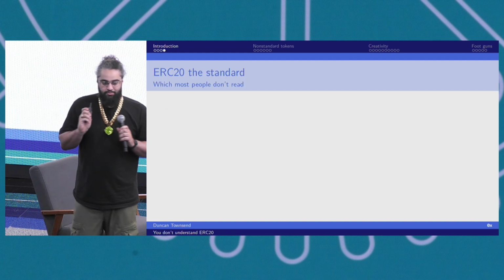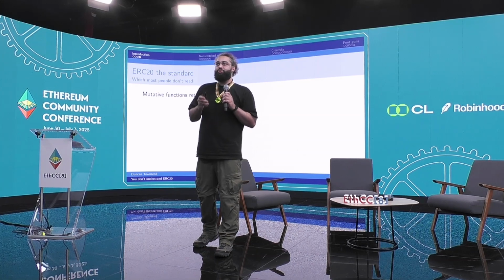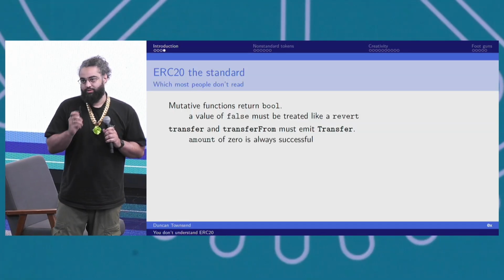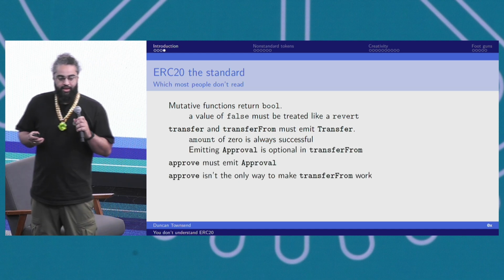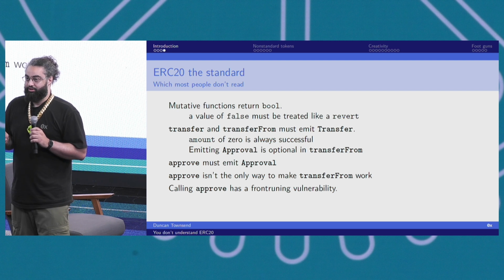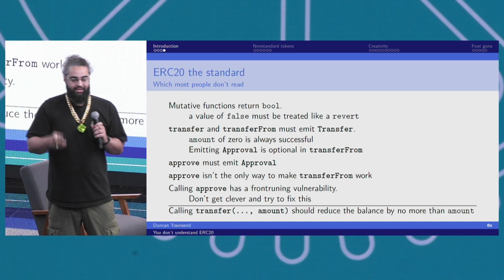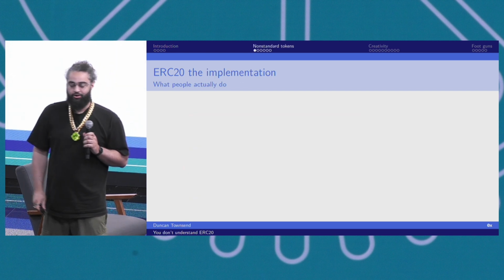It's quite simple. There also is a standard that goes with it. There's things that it's supposed to do and things that it's not supposed to do, and nobody reads it, but I'm going to read it to you. All of the mutative functions return booleans. You have to treat false as revert. Transfer and transferFrom must emit the Transfer event. An amount of 0 is always successful. Emitting Approval is optional, unless you call approve. And approve is not the only way to make transferFrom work. Calling approve has a front-running vulnerability, and too many people try to get clever and fix that. Don't. It makes my life hard. Please don't do it. And lastly, this should have been in the standard but isn't: you should have some reasonable assumptions about how tokens move around.